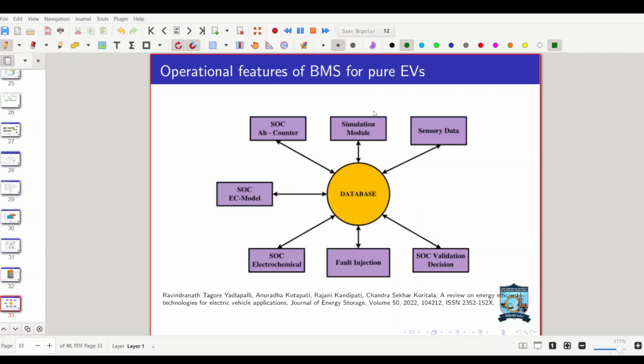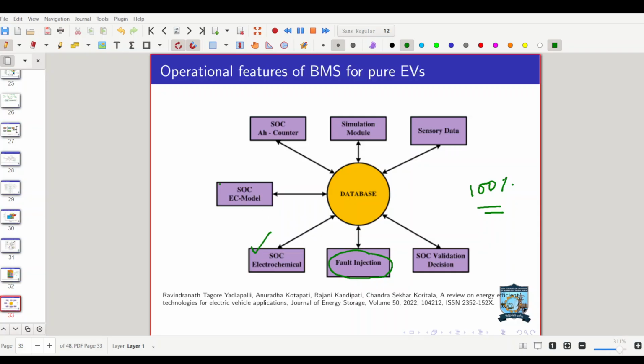So what are the operational features for such a battery management system? As I said, events like cruise control, or regenerative braking. In regenerative braking, the battery should not discharge, it should be charged. But what if the battery is 100% charged and you simply leave the accelerator? Whether it will charge the vehicle, it cannot, because it is already 100% charged.